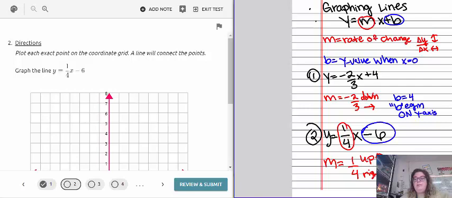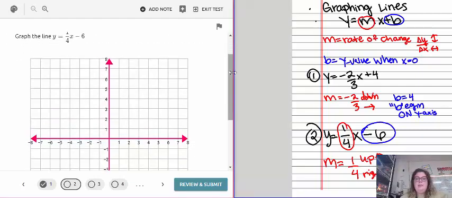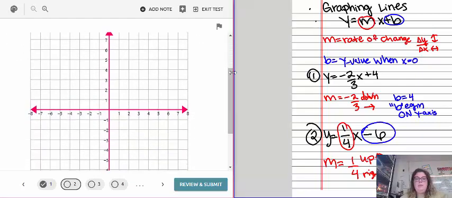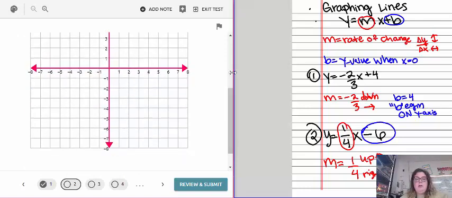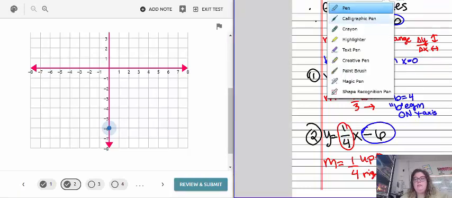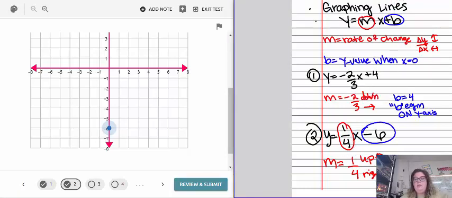And remember, we're going to begin on the y line. Write the word begin. The y line is the up and down number line. So on the up and down number line, I need to find negative 6. Remember, negative goes down on the number line. So here's negative 6. I'll put a dot right there. My next dot has to go up 1 time and right 4 times from the beginning dot.